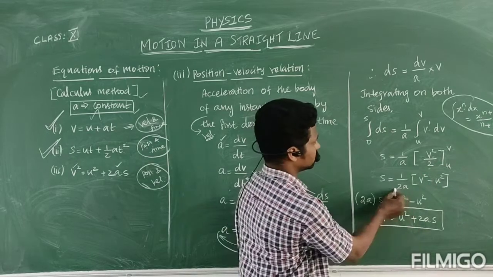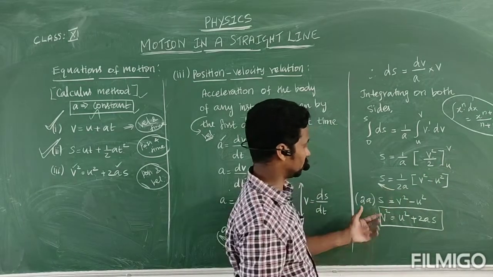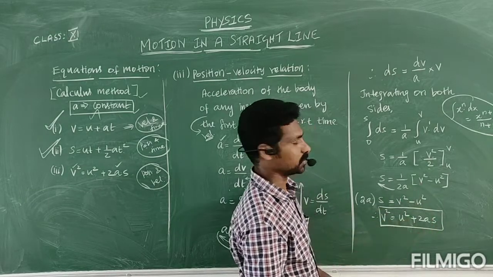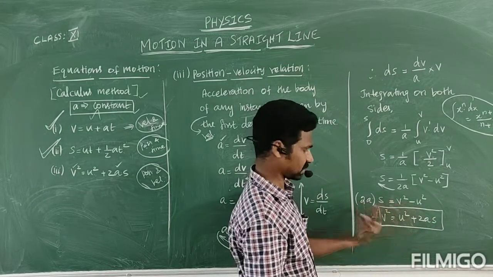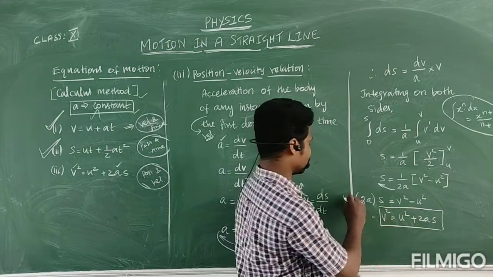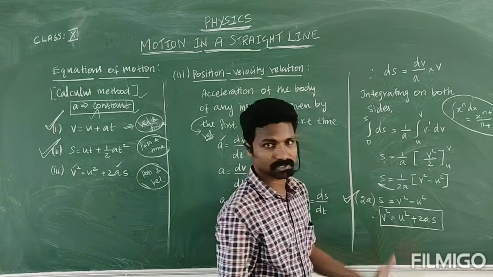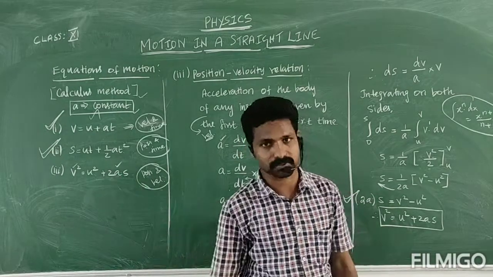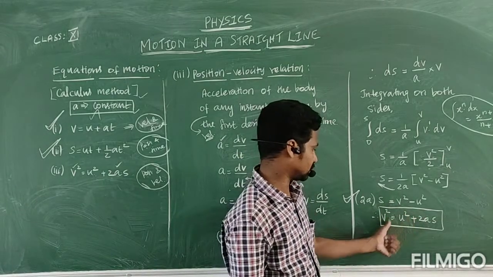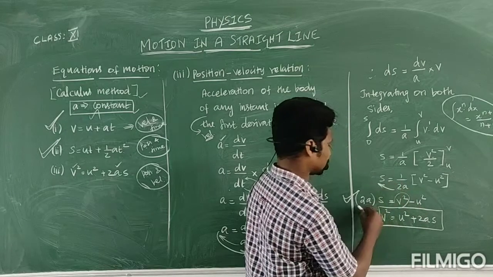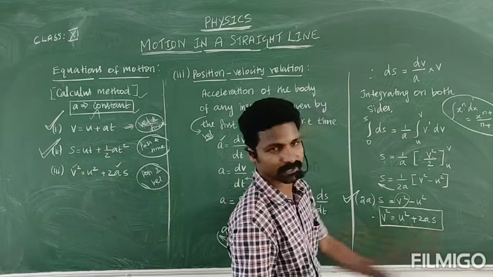Now this 2a is coming here, so 2a into s is equal to the remaining, v square minus u square. We rearrange as per our convenience. Anyhow, we got the equation from here itself. According to our basic idea, v square equals u square plus 2as. Therefore, rearrange this equation: keep v square here, minus u square moving to that side, so plus u square, so v square equals u square plus 2as.